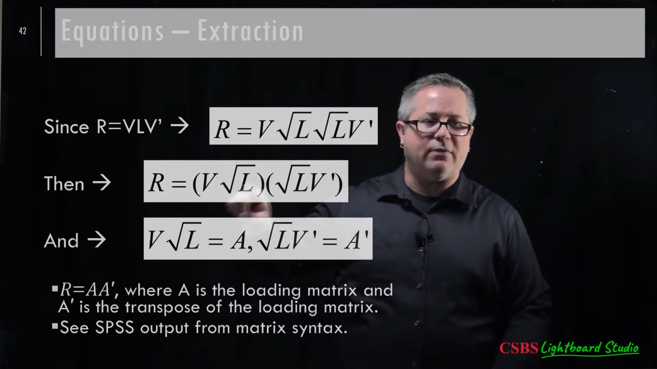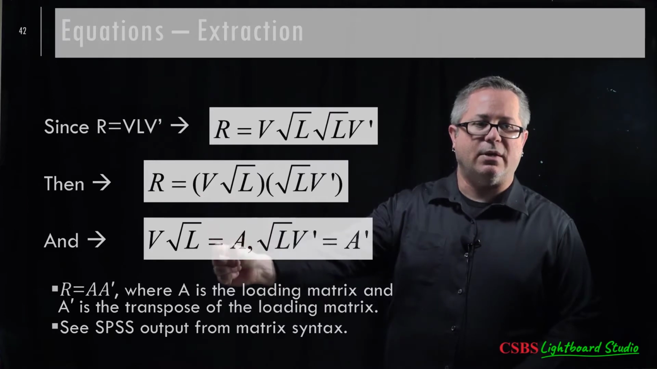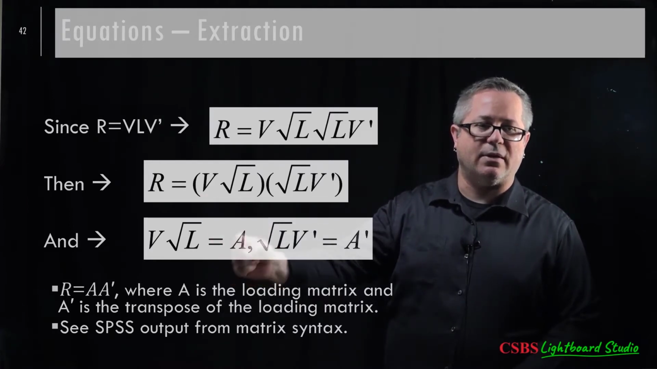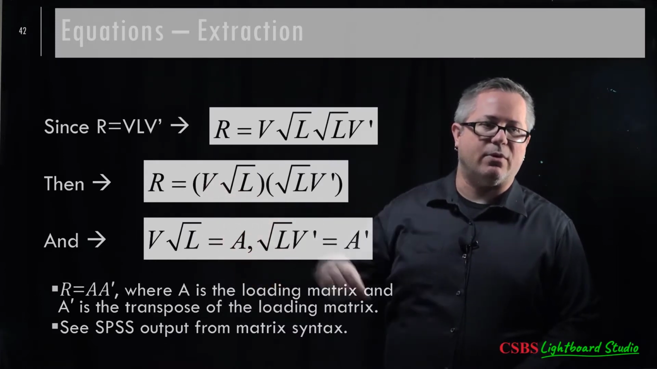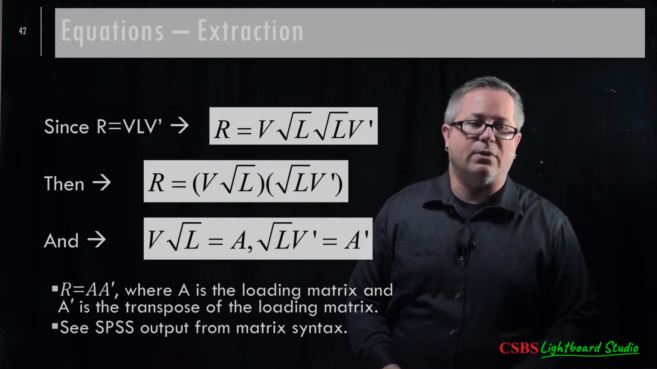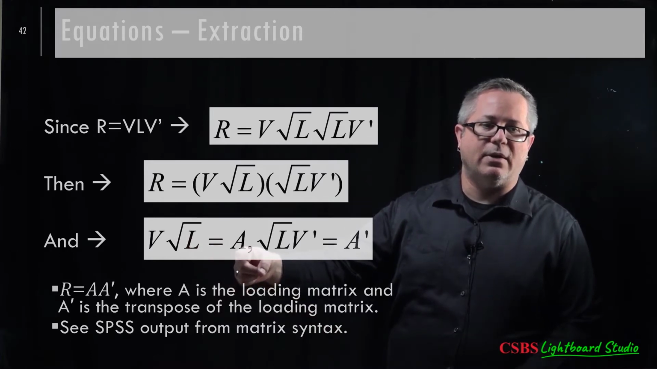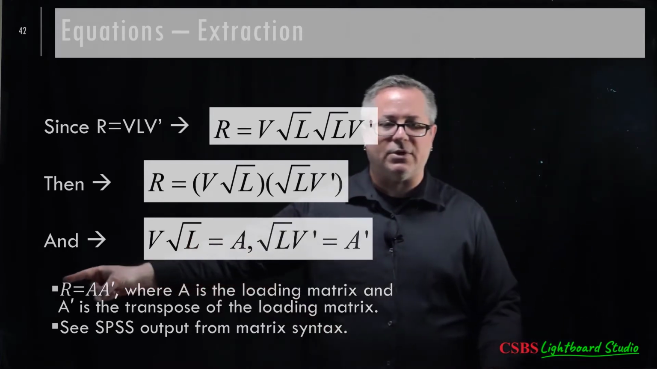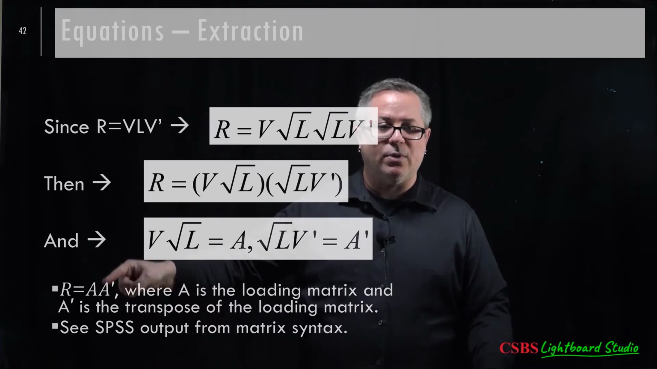We can break those pieces apart. The vector times the square root of the eigenvalues is a loading. That's how we can calculate the loading. The eigenvector times the square root of the eigenvalues will give you the loading matrix. That means V times the square root of L defines a loading. And we can reproduce R by taking the loading matrix times the loading matrix transposed, which would then reproduce R.